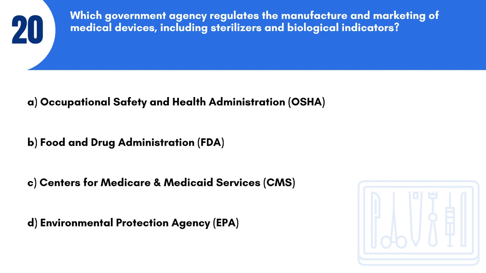Question 20. Which government agency regulates the manufacture and marketing of medical devices, including sterilizers and biological indicators? A. Occupational Safety and Health Administration, OSHA. B. Food and Drug Administration, FDA. C. Centers for Medicare and Medicaid Services, CMS. D. Environmental Protection Agency, EPA.